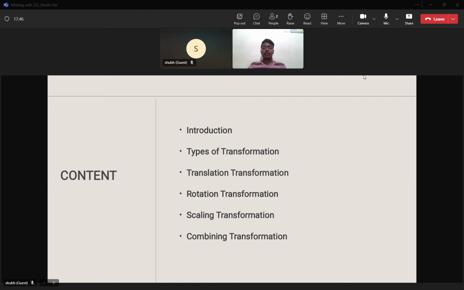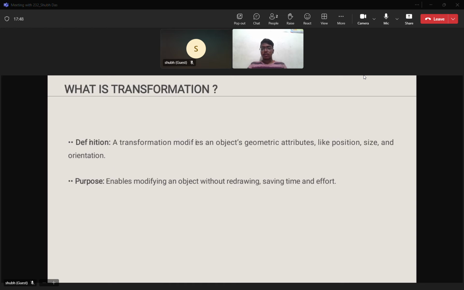So moving on to the next slide, what is transformation? Let's start with the basics. In the context of geometry, transformation is a mathematical operation that modifies an object's position, size, or orientation. For instance, we can shift, resize, or rotate an object around a specific point.